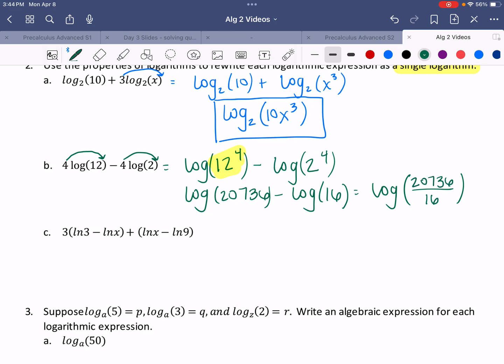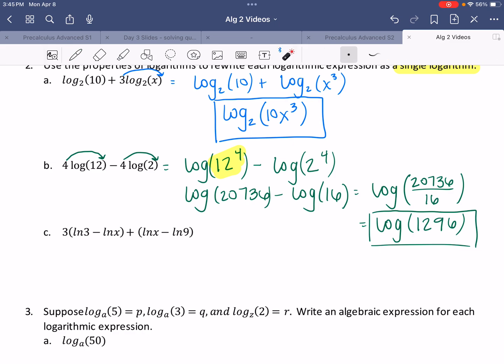And then we can actually do that. Let's see if that turns out nicely. 20,736 divided by 16. And so in my final answer as one log, I have the log of 1,296. So log is still in the problem. I never actually typed log into the calculator. I only used the calculator to figure out what these numbers were to the 4th power and what I got when I divided by 16.